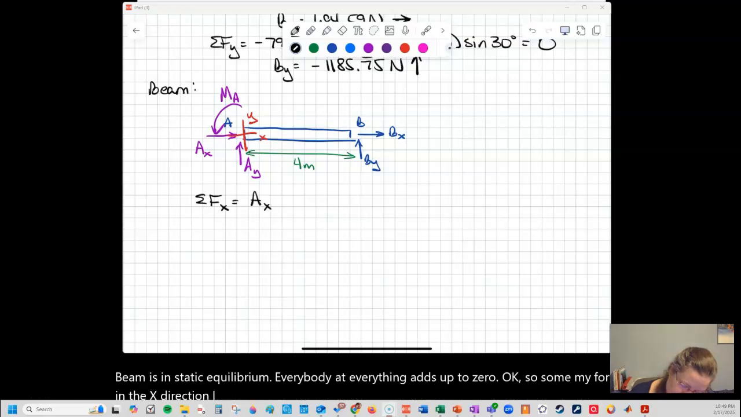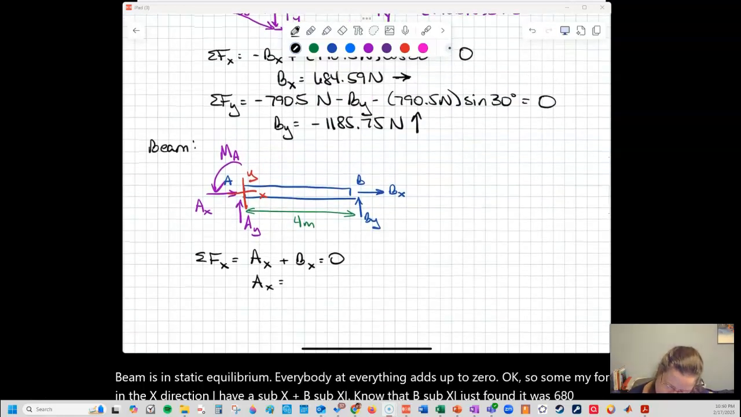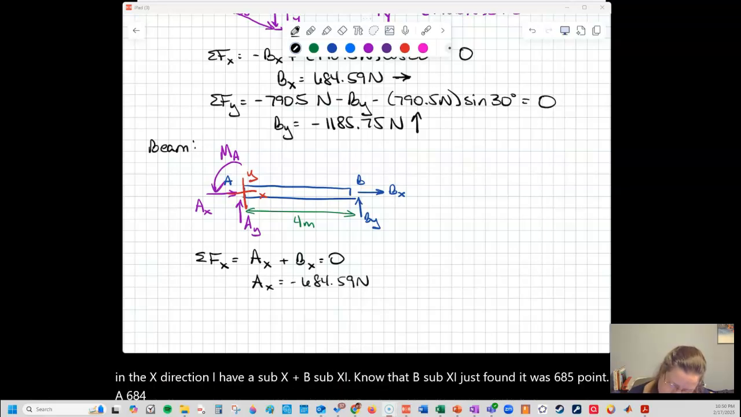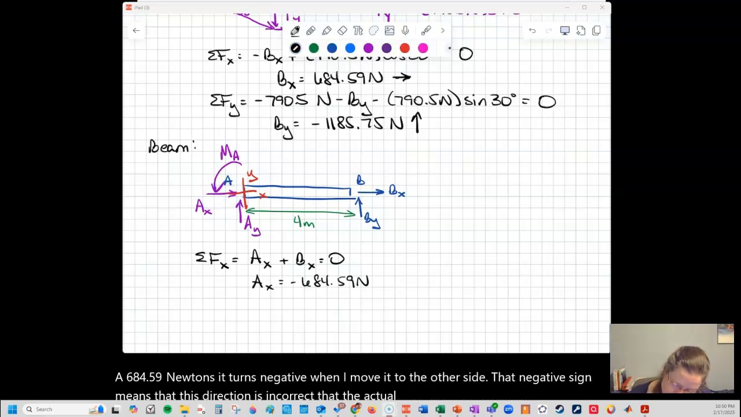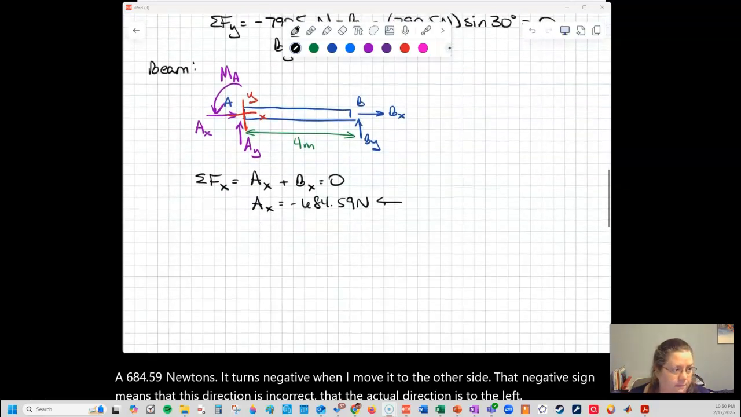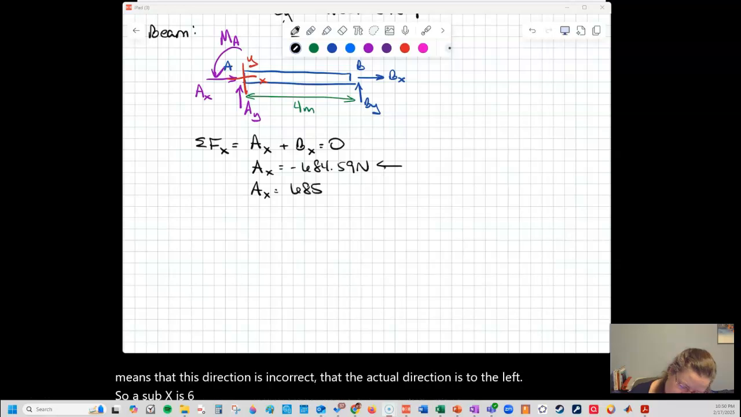I have a sub x plus b sub x. I know that b sub x, I just found it, was 684.59 newtons. It turns negative when I move it to the other side. That negative sign means that this direction is incorrect, that the actual direction is to the left. So a sub x is 684 engineering rounding rules to the left.